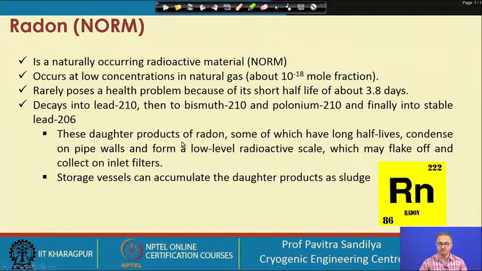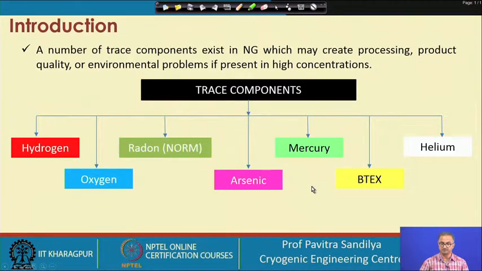The daughter products of radon, some of which have long half-lives, condense on the pipe walls and form a low-level radioactive scale which may flake off and collect on the inlet filters. That is why it is important for us to remove radon, so that the intermediate radioactive materials which have a longer life period are not formed and do not cause this kind of radioactive scaling. And storage vessels can accumulate the daughter products as sludge.